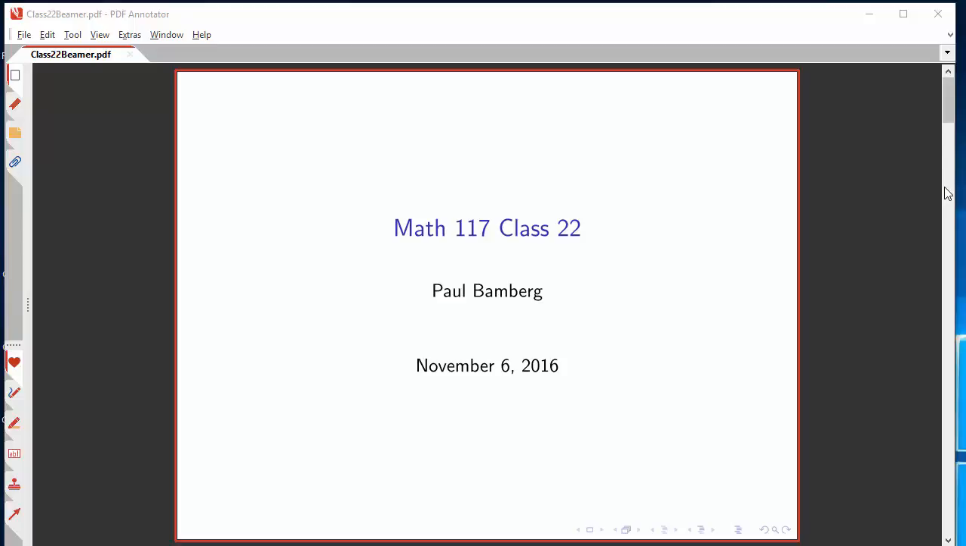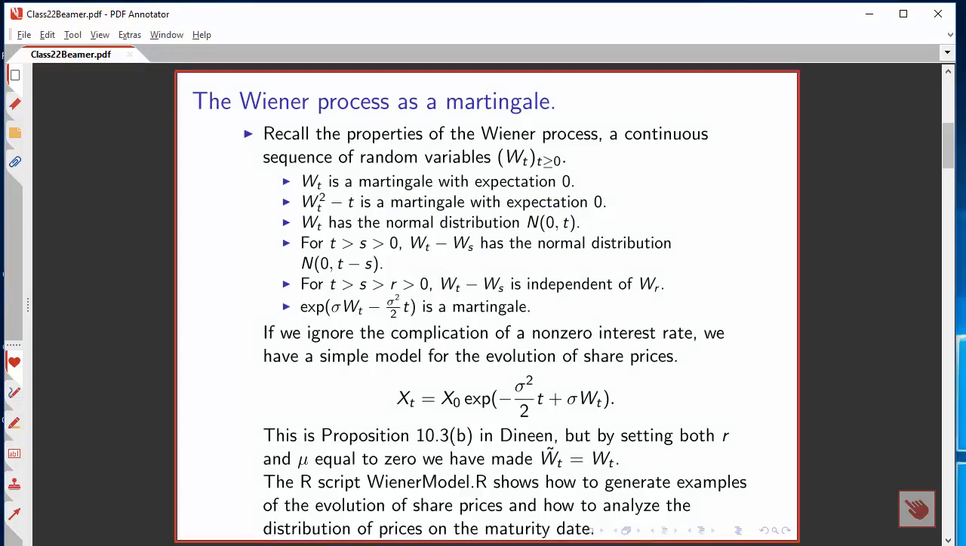I am going to derive the Black-Scholes option pricing formula for you. This derivation is simpler than either of the ones in Deneen. I have eliminated the complication of a non-zero interest rate. I can reintroduce it at the last minute, and I've also decided I'm going to base this on the martingale properties of the Wiener process, which you've proved.